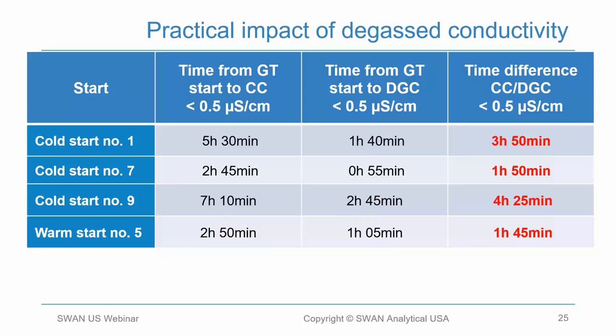And the third column is the time differential between the time at which the cation versus the degassed cation conductivity was less than 0.5 microsiemens. And as you can see in case 1 on the cold start, degassed conductivity less than 0.5, almost 4 hours sooner than the traditional cation. Cold start 2 is almost 2 hours. Cold start 3, it was almost 4.5 hours. And then even on the warm start, it was almost 2 hours sooner to reach less than 0.5 than the traditional cation conductivity.